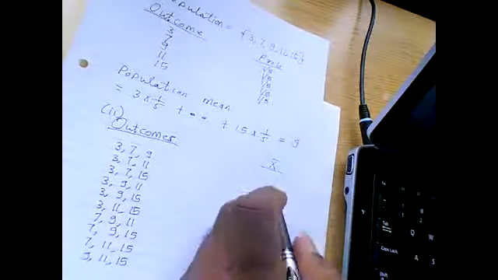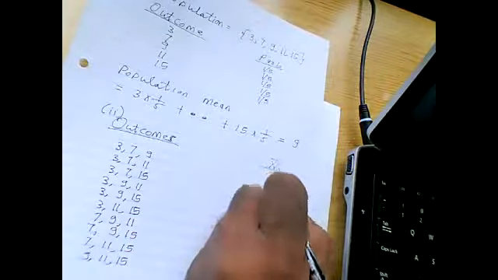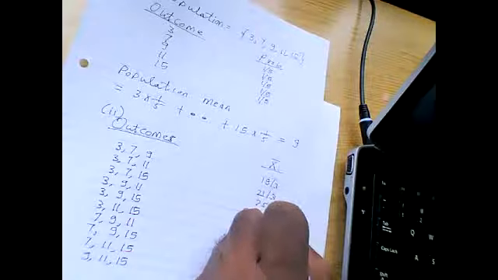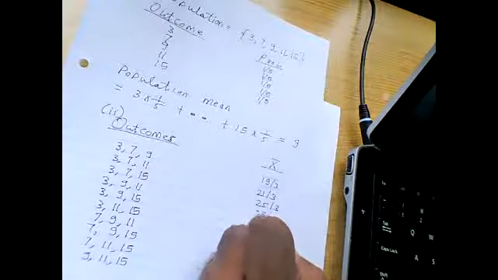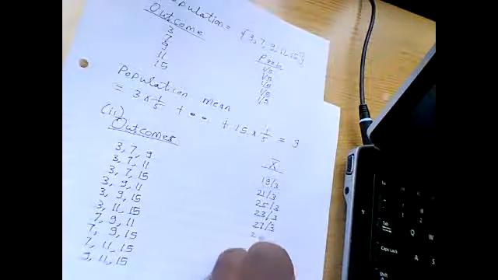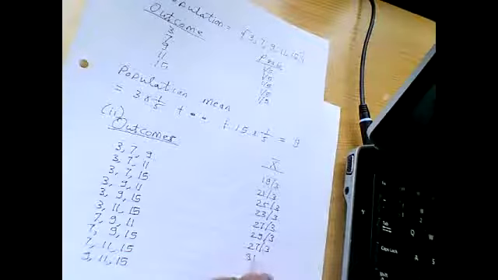And the corresponding values for X bar, the average, are 19 by 3, 21 by 3, 25 by 3, 23 by 3, 27 by 3, 29 by 3, 27 by 3, 31 by 3, 33 by 3, and 35 by 3.